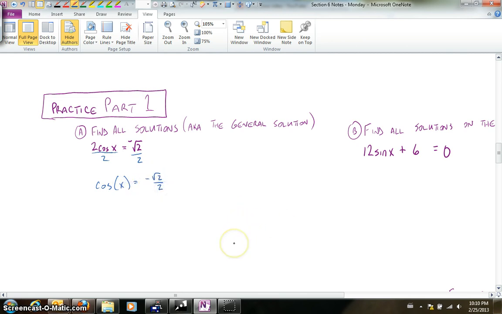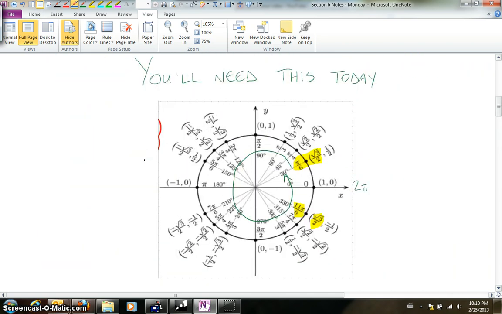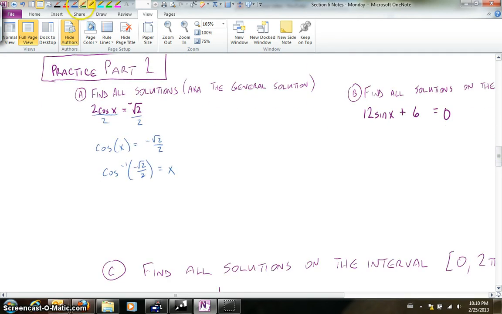I'll go up to my unit circle here. You can write it this way if you want: I want the inverse cosine of negative radical 2 over 2. Both of these ways are indicating I want some angle that has a cosine of negative radical 2 over 2. As we look up here, we'll see that 3 pi over 4 would have a cosine of negative radical 2 over 2, as would 5 pi over 4. Those are the two places we're looking for this problem. And so we're going to write x equals 3 pi over 4 and x equals 5 pi over 4.